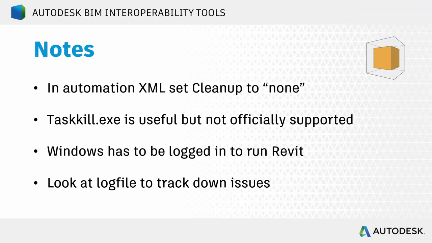That's pretty straightforward, hopefully. Some quick closing notes. Don't forget in your automation XML, you probably want to set your cleanup to none so you can do this in a repeating fashion. Taskkill.exe is helpful. It is not officially supported, and you want to be able to give yourself enough buffer between running your model checks and closing down Revit, because there's no easy close down of Revit. It just, Windows kills it. It's like you went to Task Manager, found the event, right-clicked and said end task.